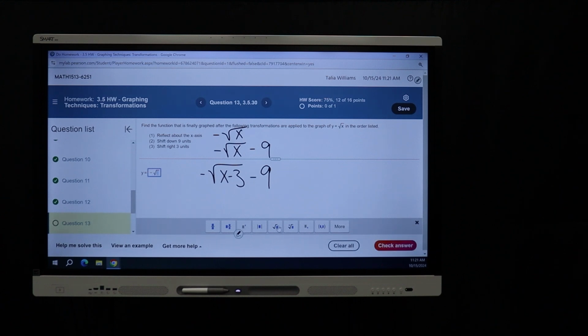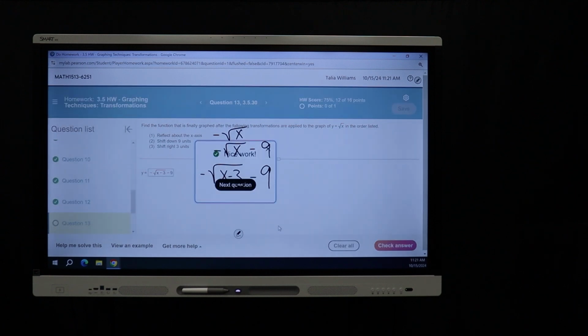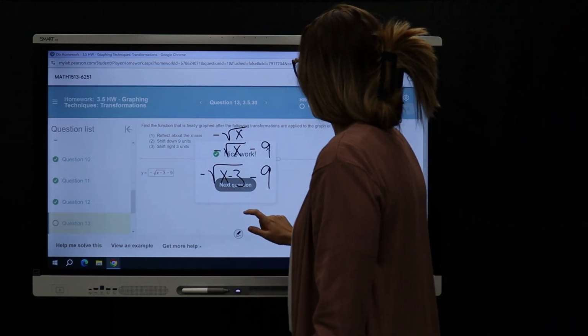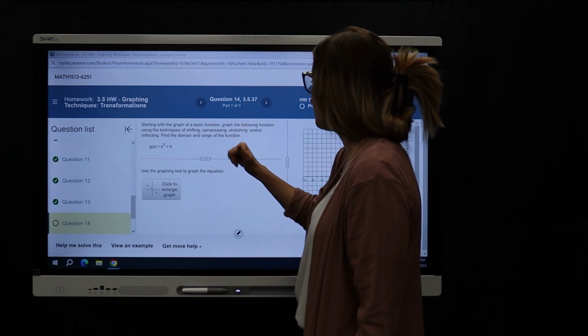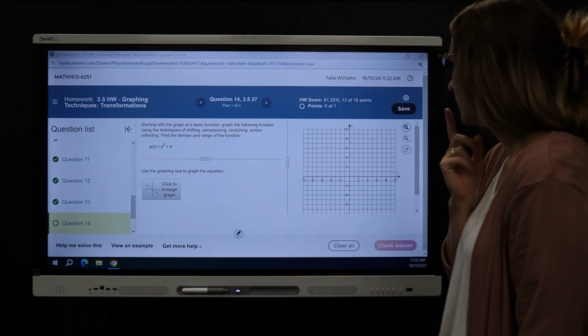Square root of x minus 3, click out of that, subtract 9. I know there's a problem like those steps on the test.